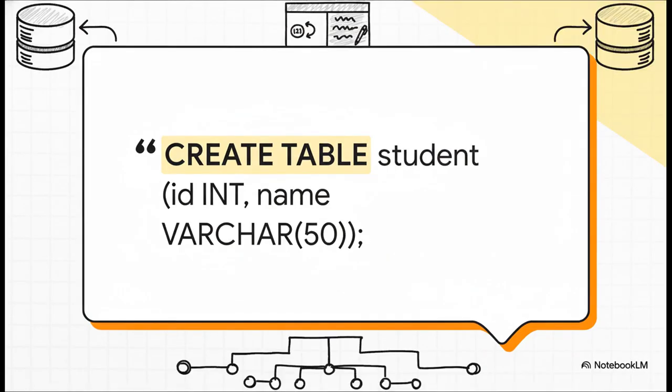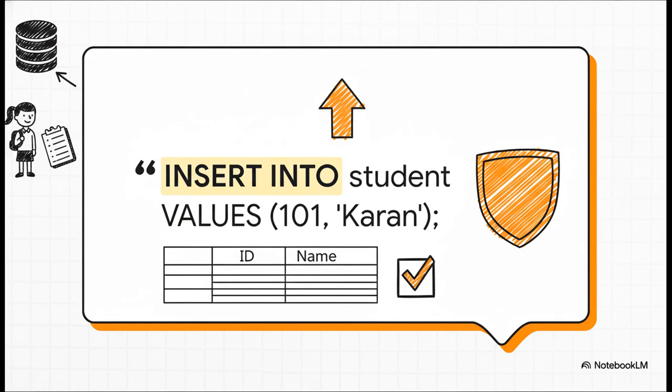All right, next up, we build the structure inside that database. We tell it to create table student, and then we define our columns. We'll have an ID column, which we're telling it is an int for integer, a whole number. And then we'll add a name column. We'll set that as varchar 50, which is just a fancy way of saying it can hold text up to 50 characters long.